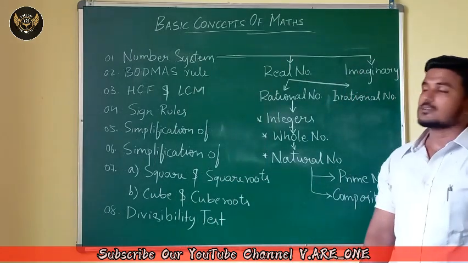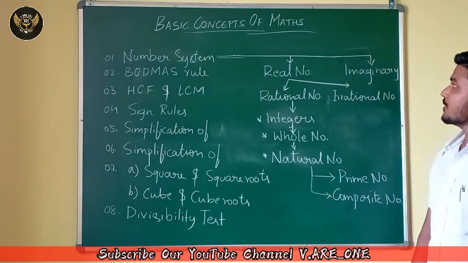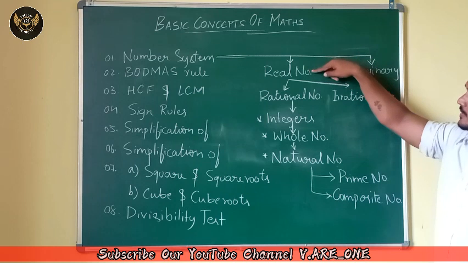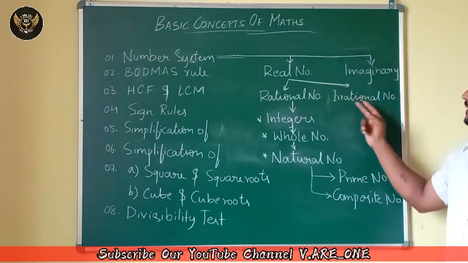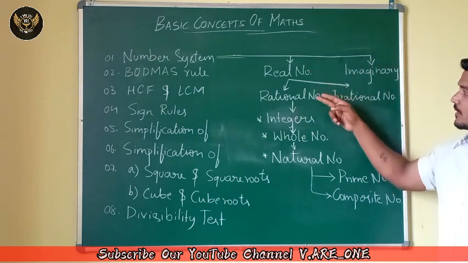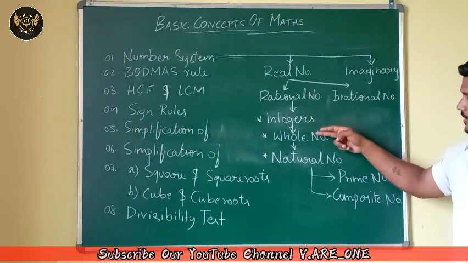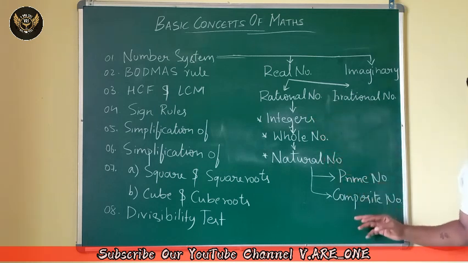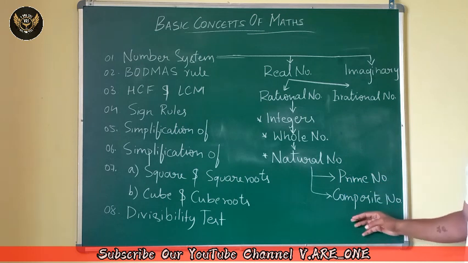This number system is further classified into real numbers and imaginary numbers. Again, real numbers are further classified into rational numbers and irrational numbers. Again, rational numbers into integers, whole numbers, and natural numbers. Natural numbers are again classified into prime numbers and composite numbers. Let us see one by one.